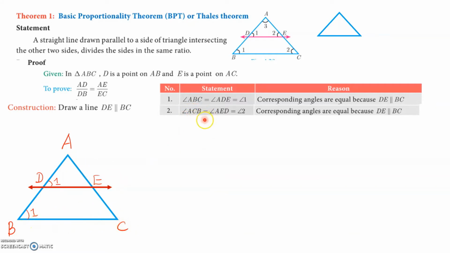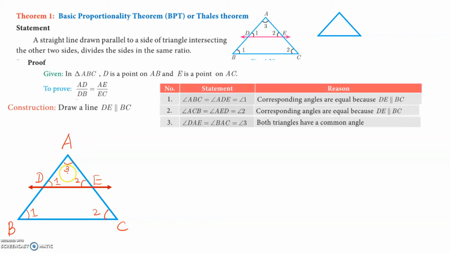So similarly, we can show that angle ACB is equal to angle AED, and we can mark them here as angle 2. Using the same concept, they are the corresponding angles of a straight line passing through two parallel lines. Great. Next, we can see that the angle DAE is equal to the angle BAC, which means angle A is common for both. So let's call this angle 3.